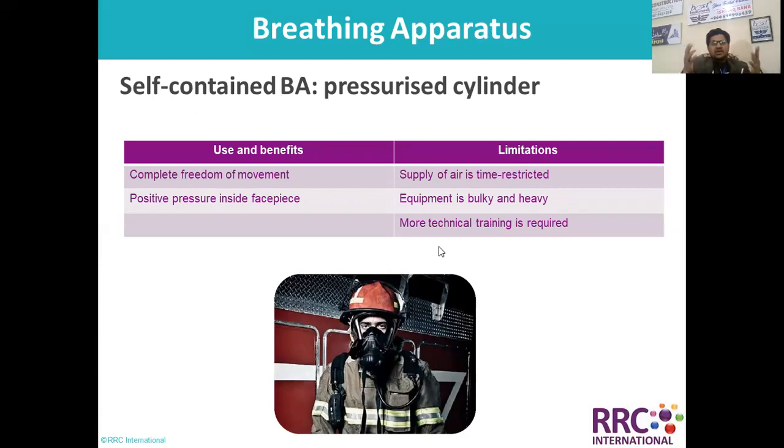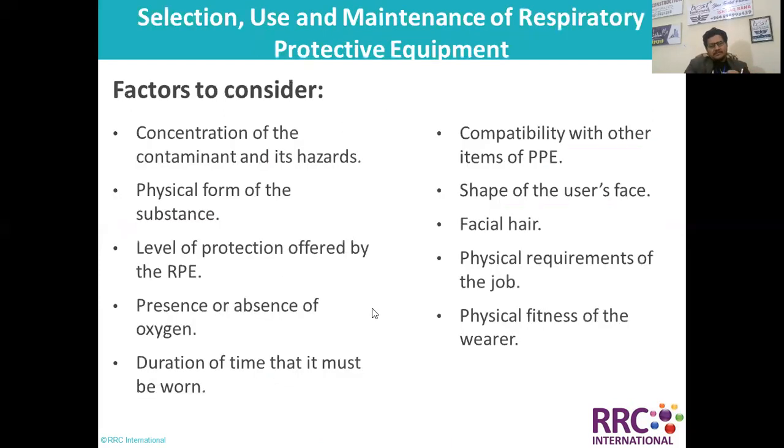Like in our case, we always have a separate one-day training session for H2S and SCBA. And some companies only send their employees for practical training of SCBA, self-contained breathing apparatus. How to use, how to wear it, how to clean it, how to inspect it, just practical training.